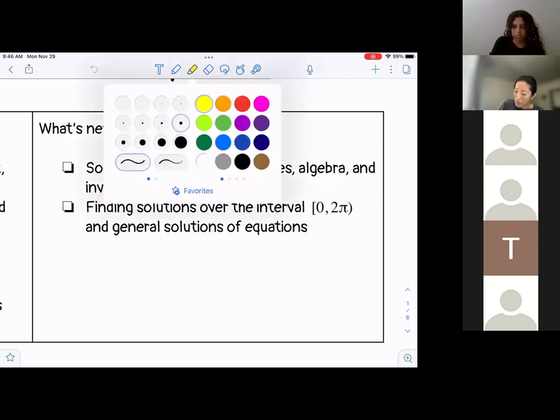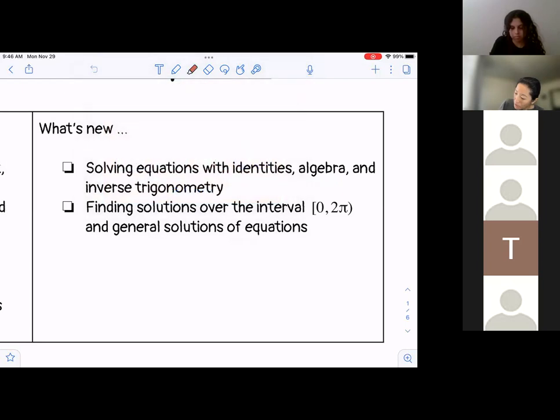Lastly, we're going to take a look at two different categories of solution, okay? And so these two categories are, we're going to be looking at solutions over the interval 0 to 2 pi. That'll be one type of question. And then separately, we're going to look at finding the general solutions of an equation, all right? And this will be really important for us to think about as we read the directions for a question, to think about how we're going to answer them.